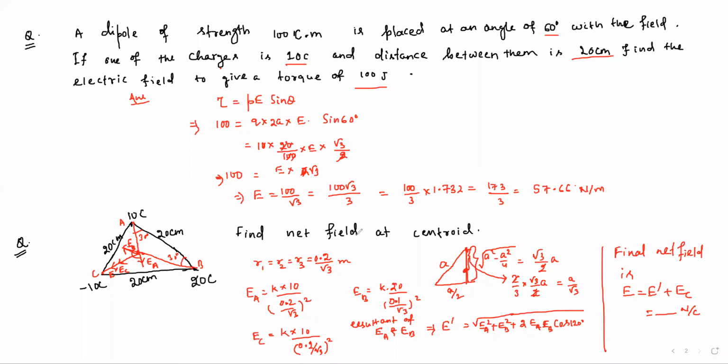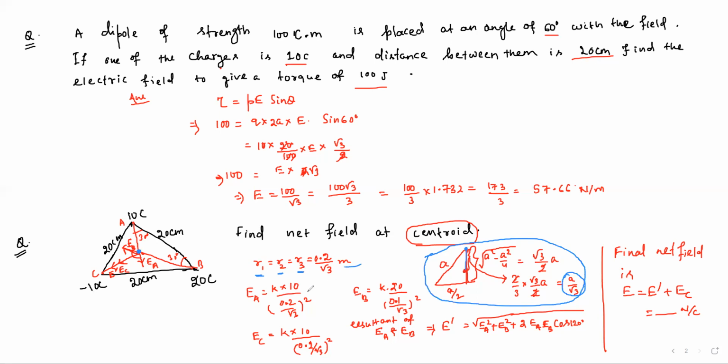So in the diagram, to find the net field at the centroid, what to do? We have to see what are the charges and what is the distance of the centroid. Distance of centroid in this diagram I have explained. If the side of the equilateral triangle is A, then the distance of the centroid from the vertex will be A by root 3. In this case, side is 20 centimeter, that means 0.2. So all the distances of the centroid from the vertex will be 0.2 by root 3.